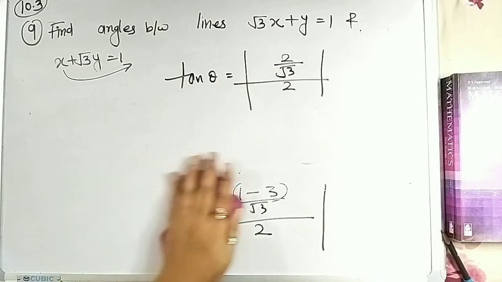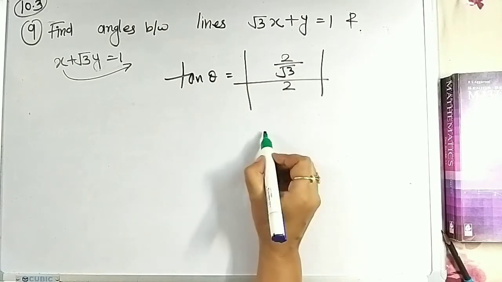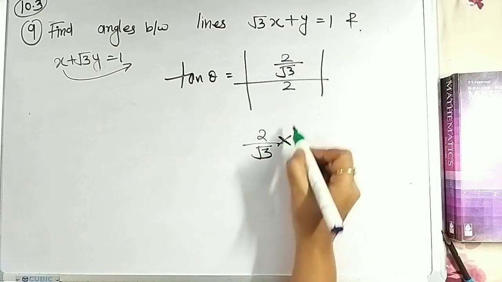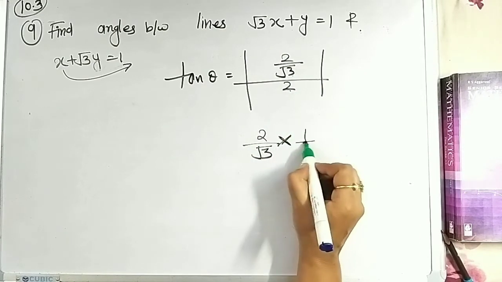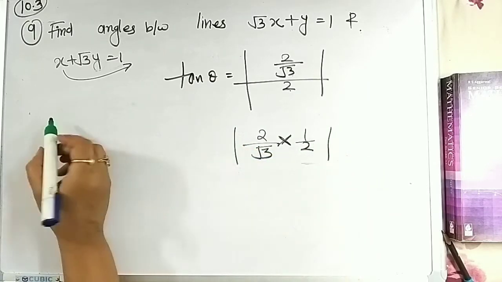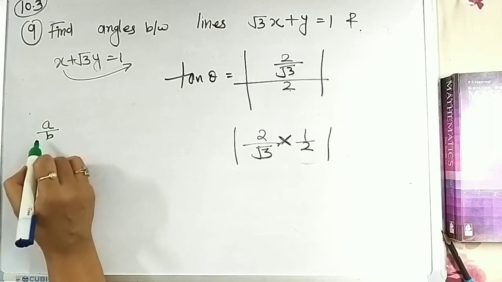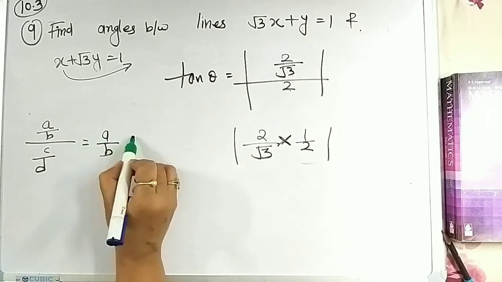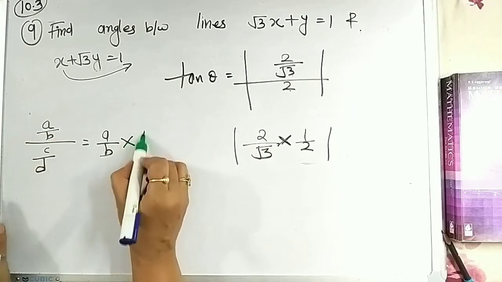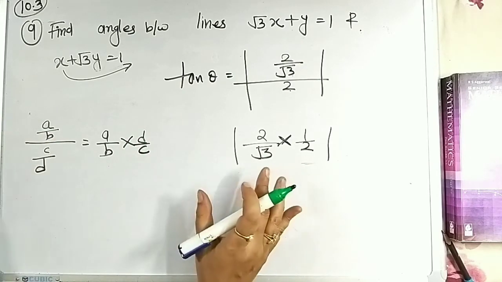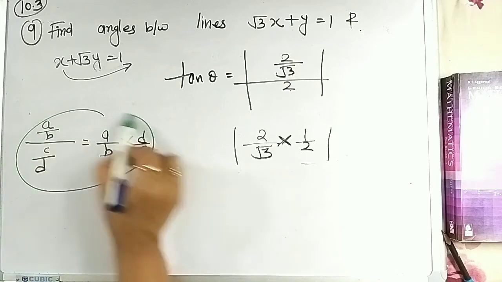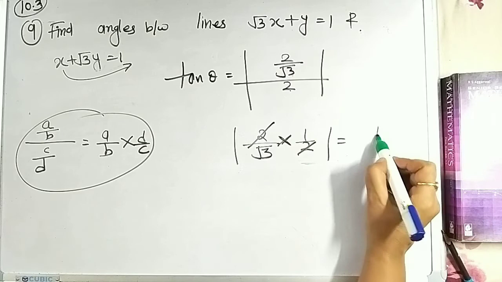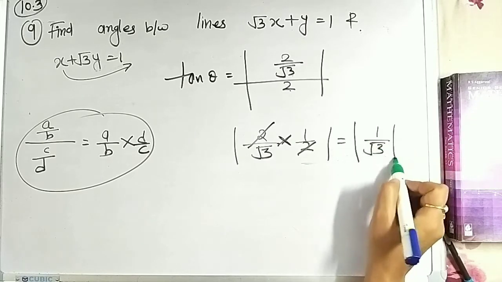How to simplify such type of problem: 2 by root 3, the numerator is written as it is, into the denominator will flip and it will become into. This you should know. If you have a by b divided by c by d, what does it become? a by b into, this will flip, d by c. That is what I am doing here. These small things you should know. This 2 will cancel. So I am getting 1 by root 3, mod.